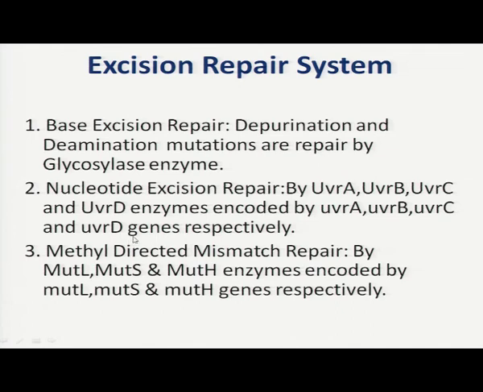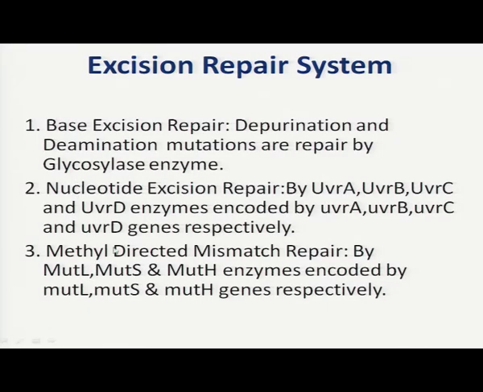Excision repair. Excision repair means the fragment of DNA which has the damage is removed along with the normal fragments, and then the gap is filled up by DNA polymerase, and finally the nick is sealed up by the DNA ligase. So, here we have certain different modes of repair system in case of excision repair. The first is base excision repair. Base excision repair is mainly for depurination and deamination mutation, and such type of mutation is repaired by glycosylase enzyme. This glycosylase enzyme will remove the damaged portion along with the normal one, and then that gap is filled up.